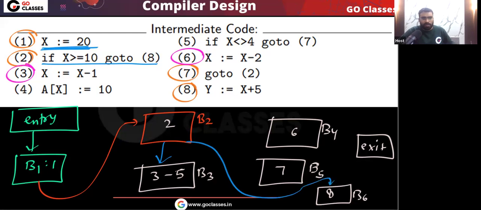Correct? Agree or not? What is the next? From 3 to 5, how many edges will be there? From this basic block, how many edges will you put?